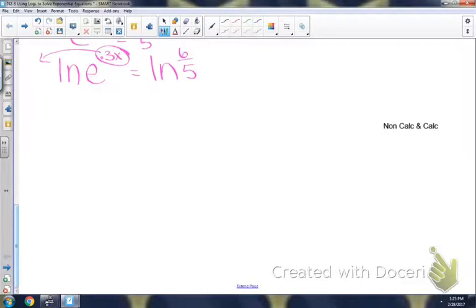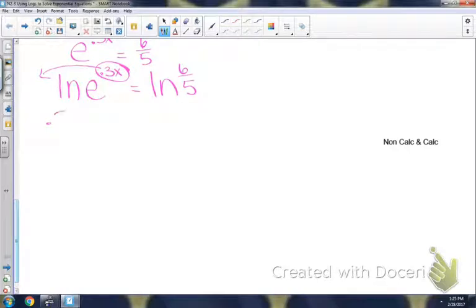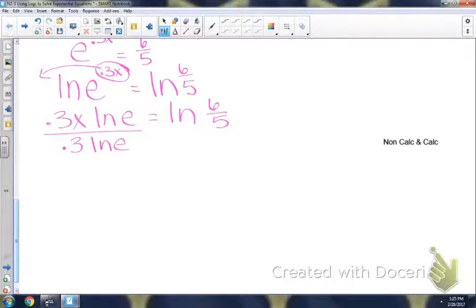So now in front, I'm going to have 0.3x natural log of e equals natural log of 6 over 5. From here, I'm wanting to get x by itself. You can do it all in one step or 2 separate steps. Divide by the natural log of e, then divide by 0.3, or you can do it all at once. Divide it by the 0.3 natural log of e. If you're doing it all at once, you must put parentheses around your denominator.